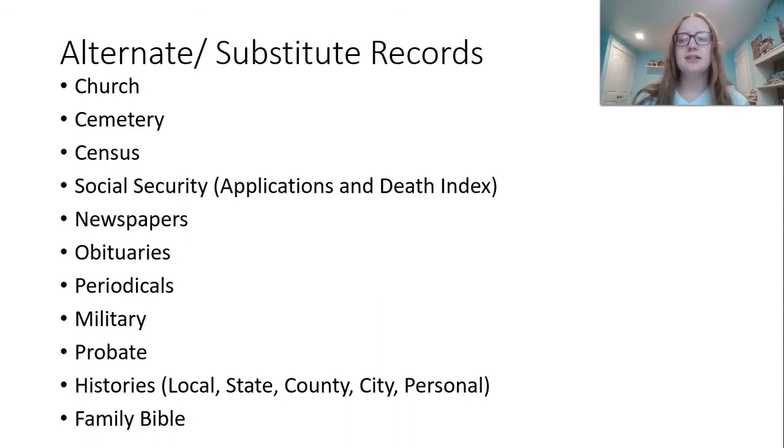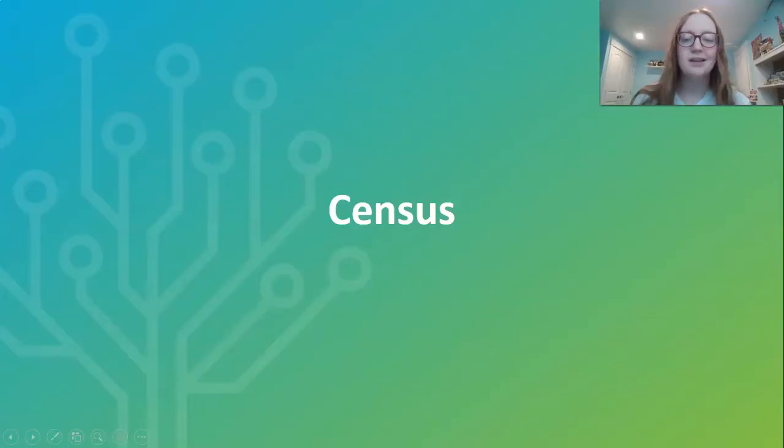So we have church records, cemetery records, censuses, Social Security, both the Social Security claims and applications and the Social Security Death Index. Newspapers, obituaries, periodicals, military records, probates, histories. This can be personal, local, state, county, city, etc. Whatever histories there are, some on specific counties or for specific places or for specific families. And then family Bibles tend to include this type of information, if your family is lucky enough to have one.